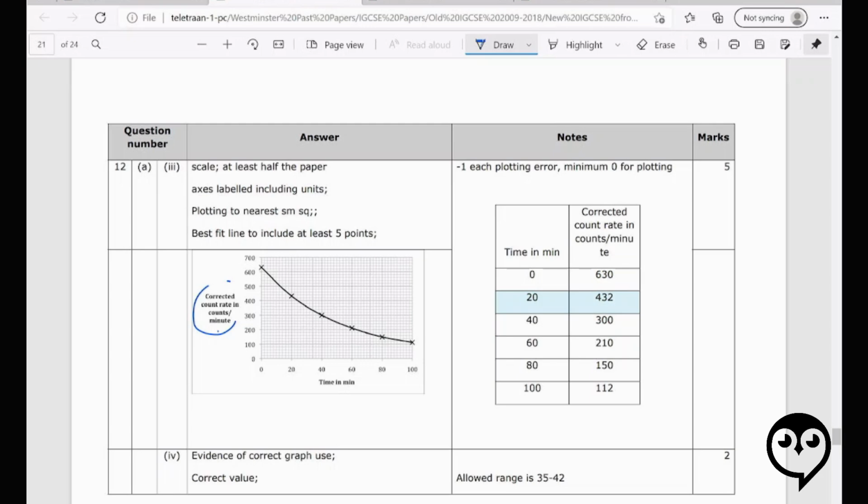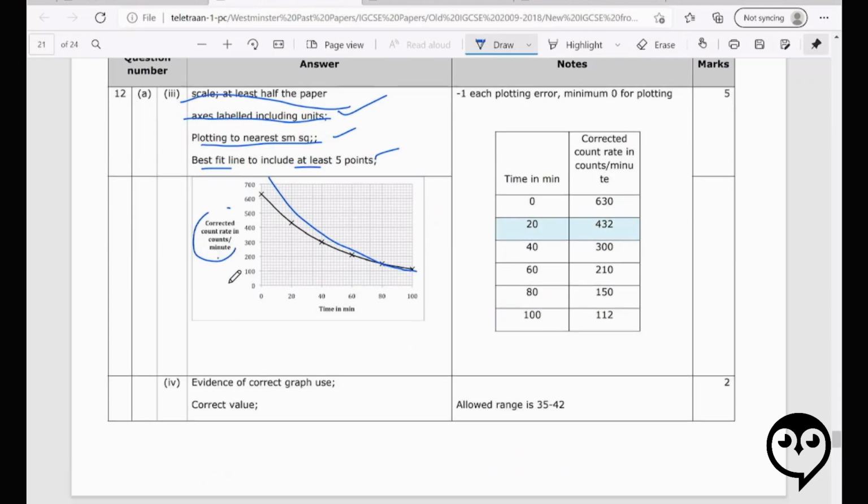Okay, how did they get the marks? 5 marks, different than some of the other papers we've seen. You got a scale. You want your graph to be at least half the page. This is perfect. Axes are labeled. Some exam boards do that, some don't. Plotting to the nearest small square and your line of best fit. And as I said, it's always nice to maybe draw a way.